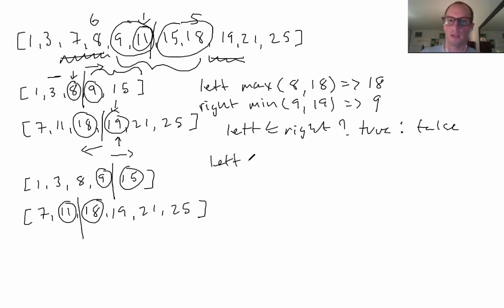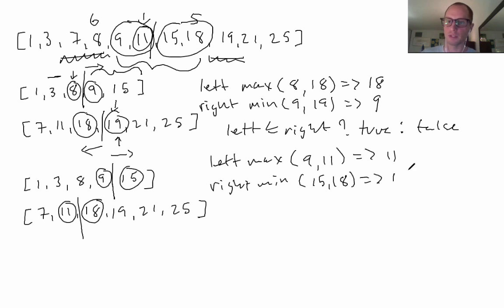We'll say left is the max of 9 and 11, which is 11, and right is the min of 15 and 18, which is 15. And we can see here that left is less than right. So this is true. We have found a valid spot to split our array. So we know that we've drawn our lines in such a way where the median exists.